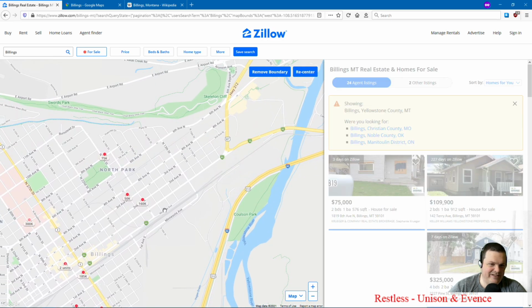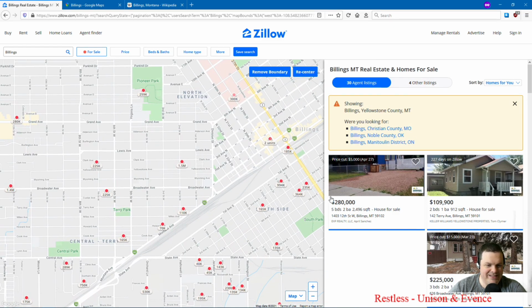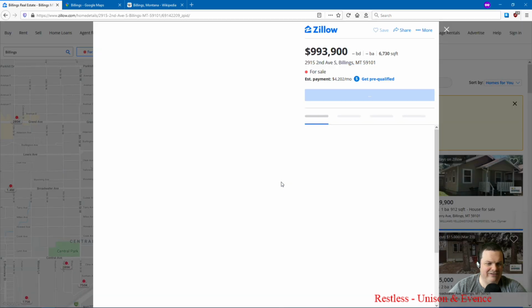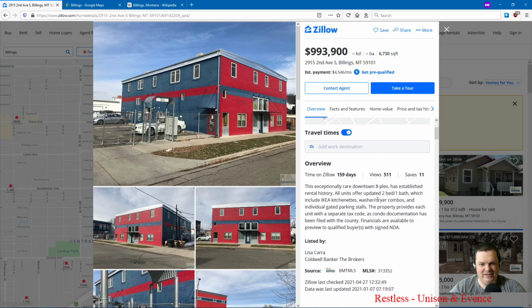Let's see. What about somewhere else in Billings here on the wrong side of the tracks? That's an empty lot. 900K. Oh. It's a multi-unit? Oh my god. This better be a multi-unit property. It's an 8-plex. It has established rental history. Okay. So for slightly less than $1 million, you can buy an 8-unit apartment building here in downtown Billings. It's been up for sale for a while. All units are 2-bed, 1-bath. With furniture from IKEA.